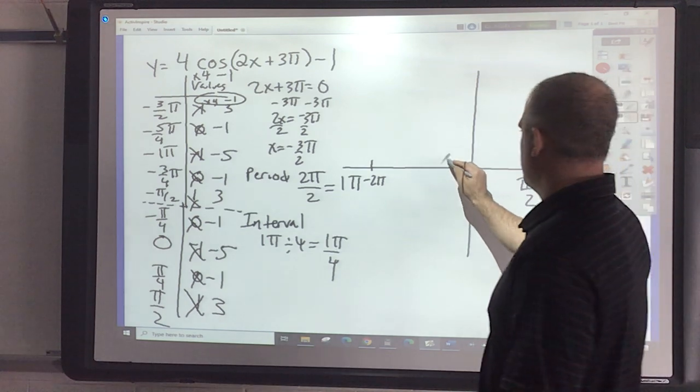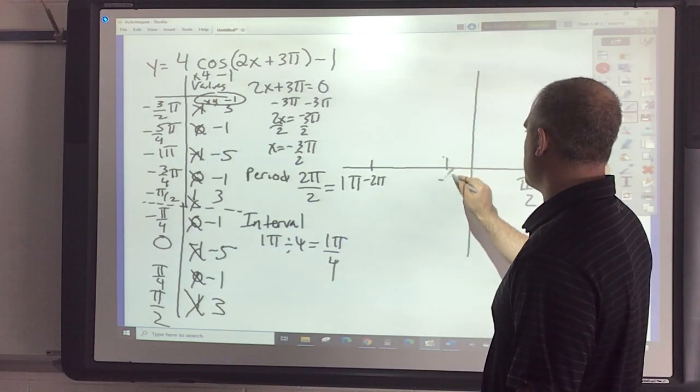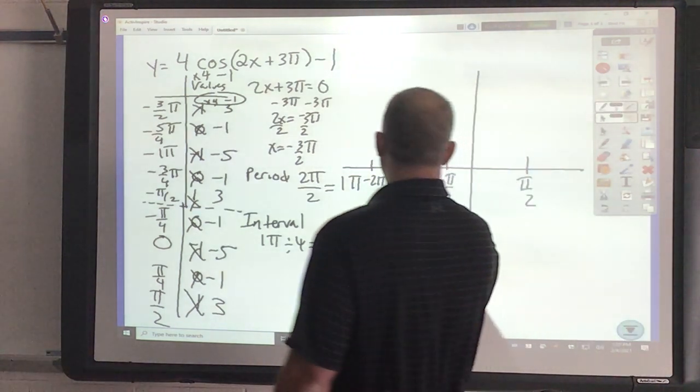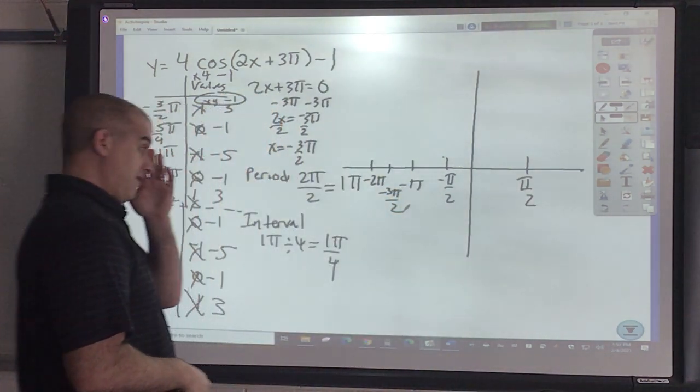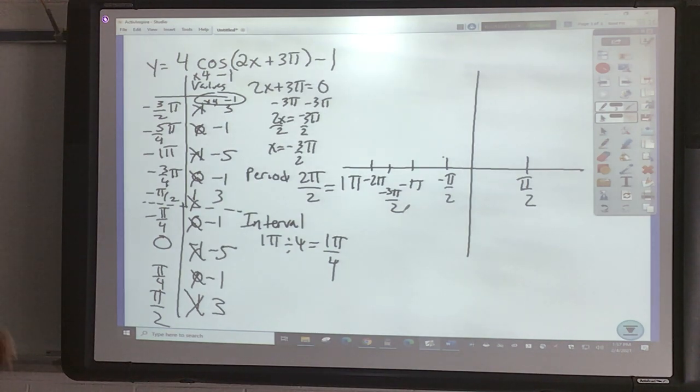When I do the negatives, it's the same thing: negative pi over 2, negative pi, negative 3 pi over 2. You might want to do a better job than I just did labeling those. Okay, all right, it wasn't very good.